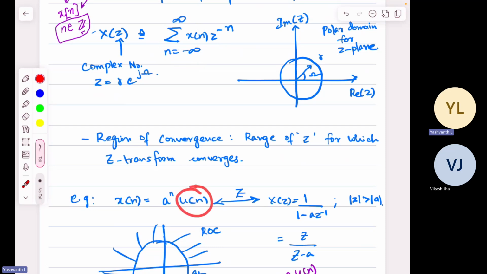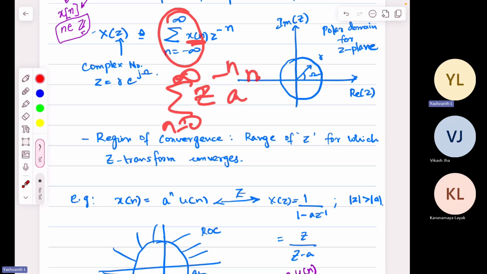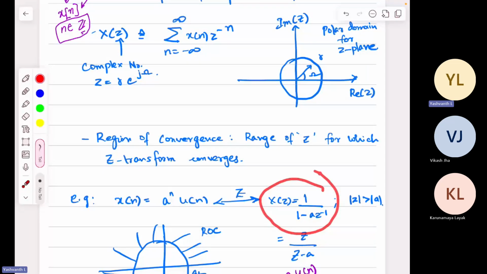u of n basically takes a value of 1 for n greater than 0, and 0 when n is less than 0. So this summation will now become n equal to 0 to infinity, because for a negative n, u is 0. So you have z power minus n into a of n. This is nothing but an infinite geometric series. So compute that sum and you can show that x of z turns out to be 1 by 1 minus a z inverse.